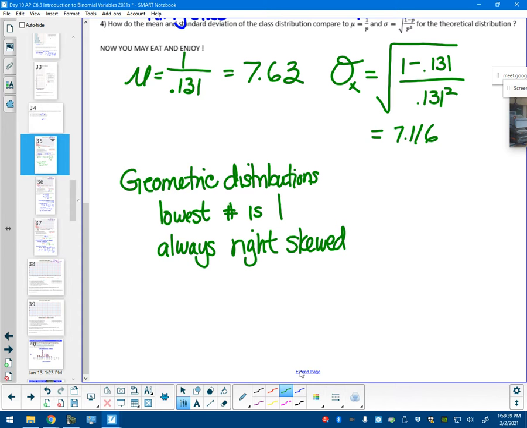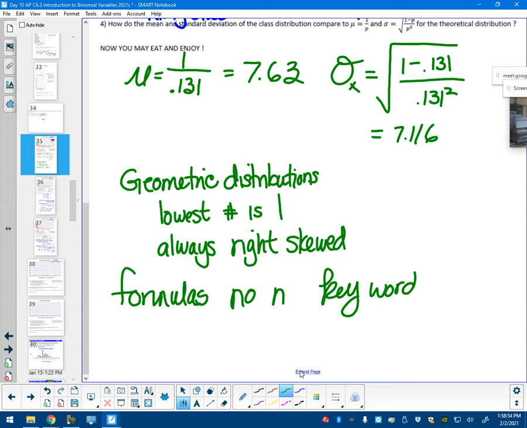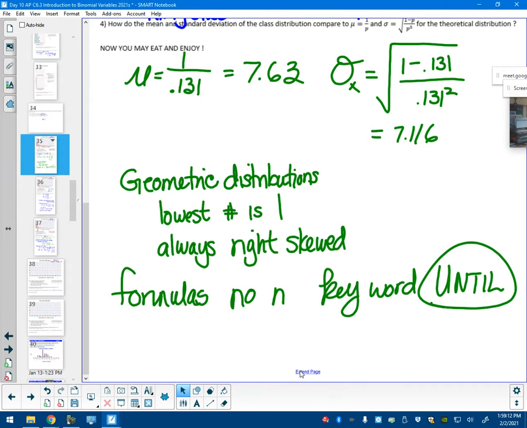And what about the formula? The formulas, no N, because we don't know what N is, because we're going until. So the key word is until. You see that word, you know it's a geometric distribution. It's like if you see the word expected, you know it's a mean. All right.